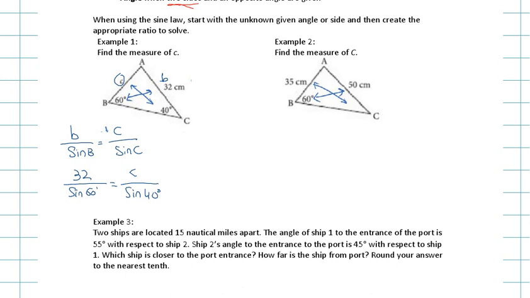So if I want to look for C, what do I do? I want to isolate C. I want to keep C here by itself, but I want to get rid of this. Cross multiply. Multiply this way. I tell people it's half cross multiply, only multiplying half of the cross. Okay? So that would be 32 times sine 40 over sine 60. So that gives you side C. Are you guys okay with this so far?